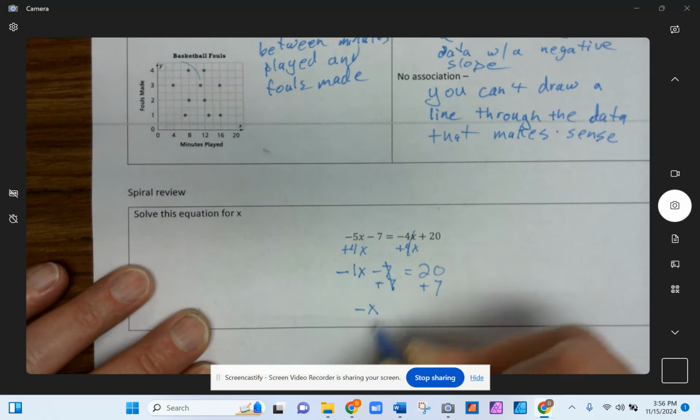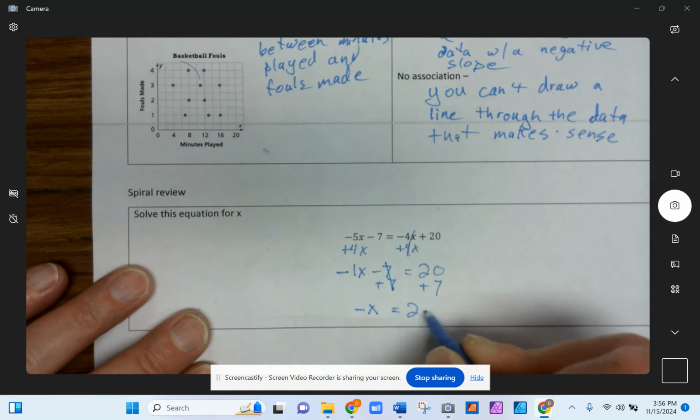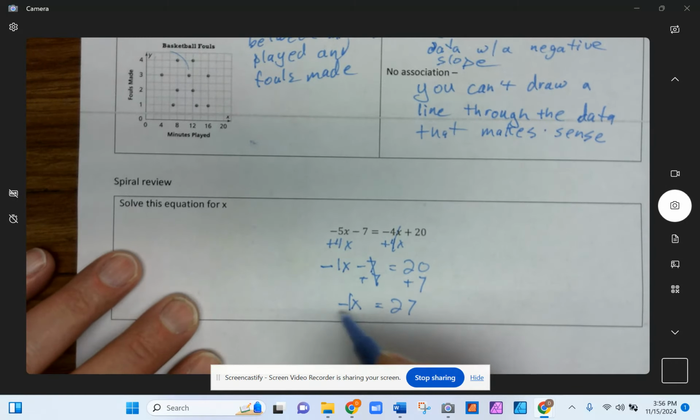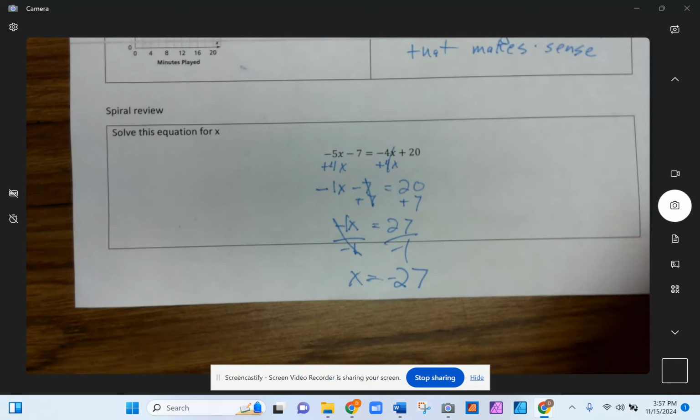We get negative x, the same thing as negative 1x equals 27. Now, actually, I'm going to keep that negative 1 right there. We can't have a negative variable in our final answer, so we're going to divide by that negative 1 to get rid of the negative. Then we transfer it to the other side to get x equals negative 27.